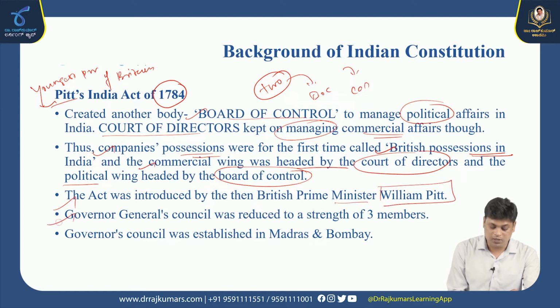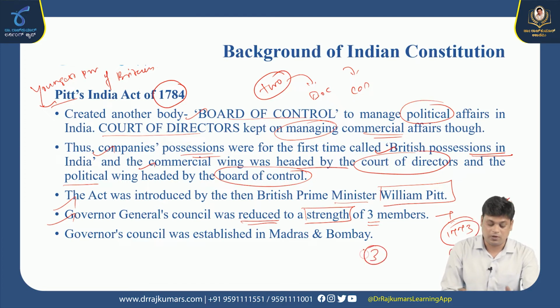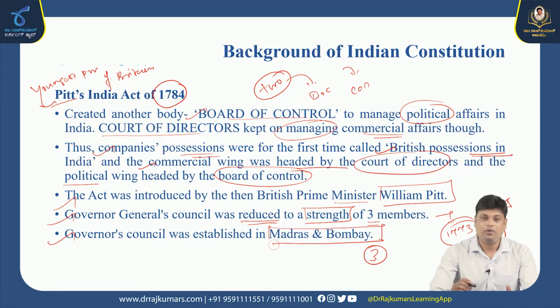And the Governor General's Council was reduced to a strength of 3 members. As you know, as per the 1773 Act, the Governor General of Bengal used to have a 4-member Executive Council. In that council, 1 member was reduced, so there were 3 Executive Council members under the Governor General of Bengal. And the Governor's Council was established in Madras and Bombay. Even in the Bombay Presidency as well as the Madras Presidency, there was an establishment of the Governor's Council. So these are all the points under Pitt's India Act of 1784.